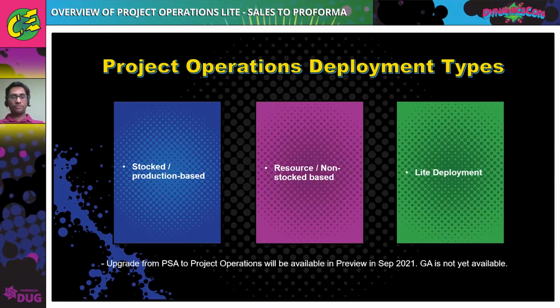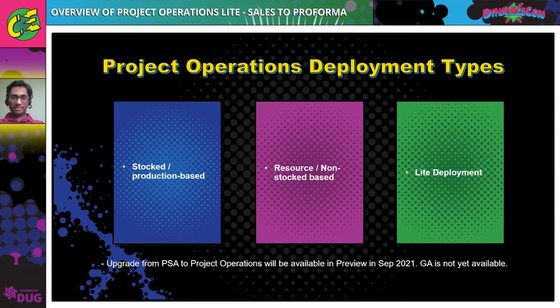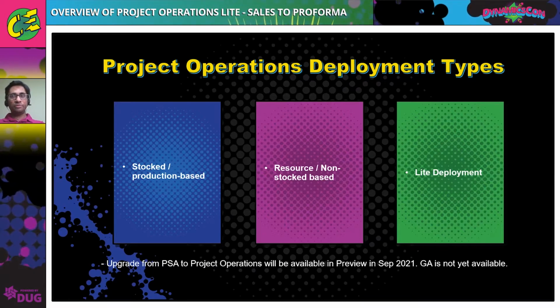Also, there's a quick tip for you right away, because we are already having questions like when can we move to Project Operations if we are an existing PSA customer. The upgrade path from PSA to Project Operations is going to come up soon. It is coming in preview in September 2021. The GA date is not available with us, but hopefully that should be out soon as well.